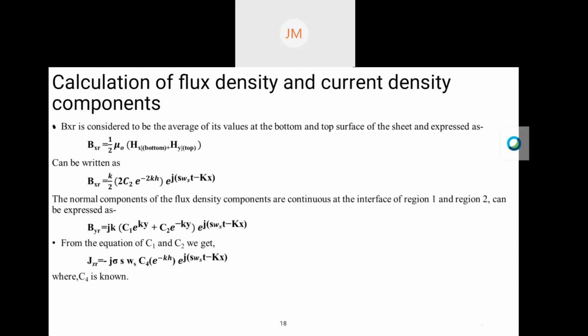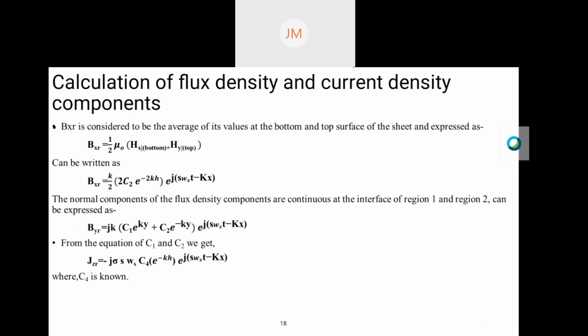Hello. Yes, sir. You are calculating flux density. Is it related indirectly or directly related to efficiency? Yes or no? Flux density is indirectly or directly connected to efficiency. Yes, sir, it is directly connected. How?